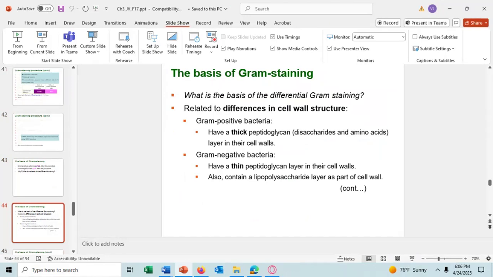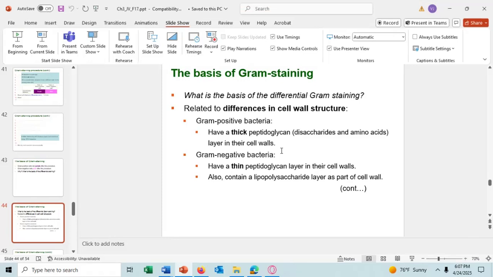The gram-positive bacteria have a thick peptidoglycan layer. It's layer upon layer of peptidoglycan in these cells, at least 30 layers thick, up to several hundred layers thick. The gram-negative bacteria have a thin peptidoglycan layer in their cell walls.